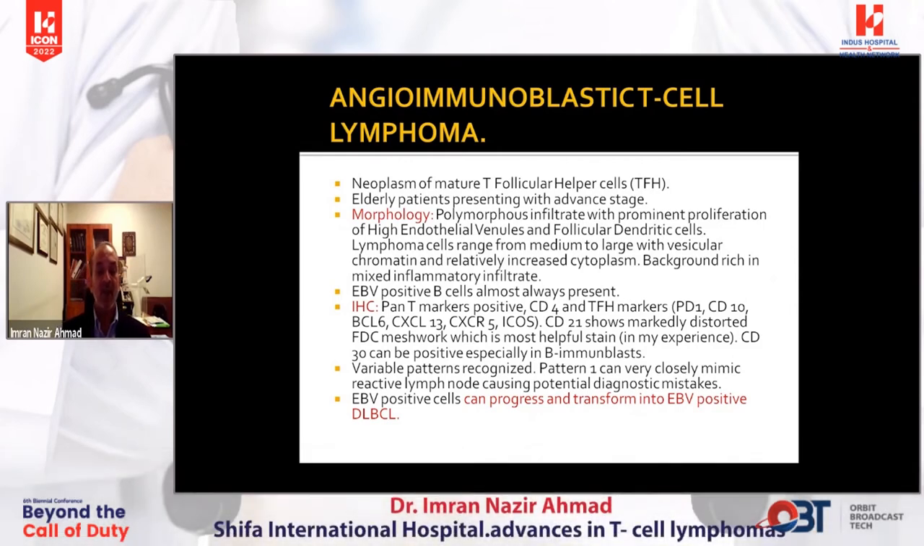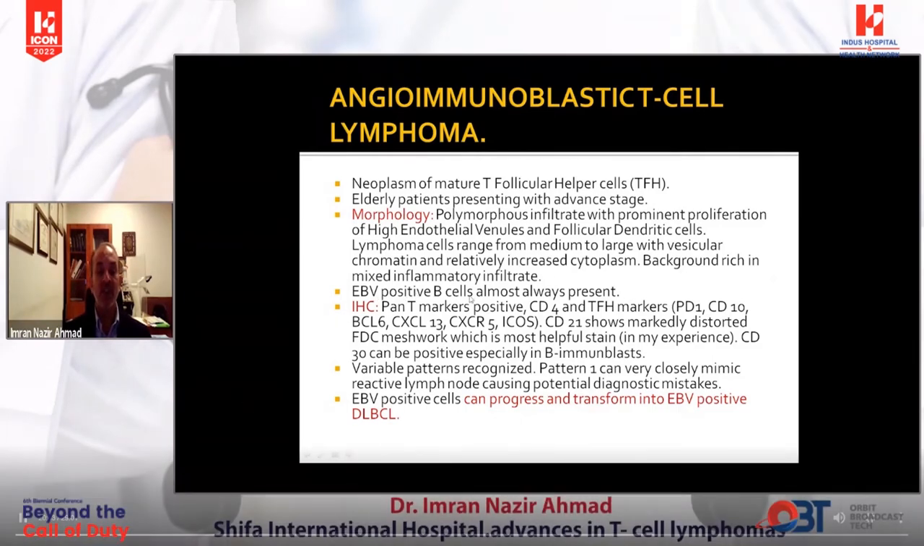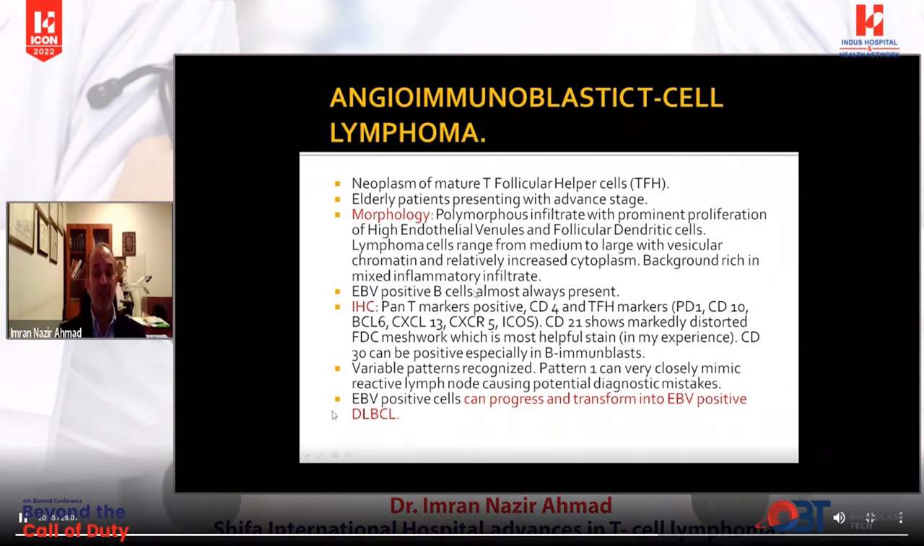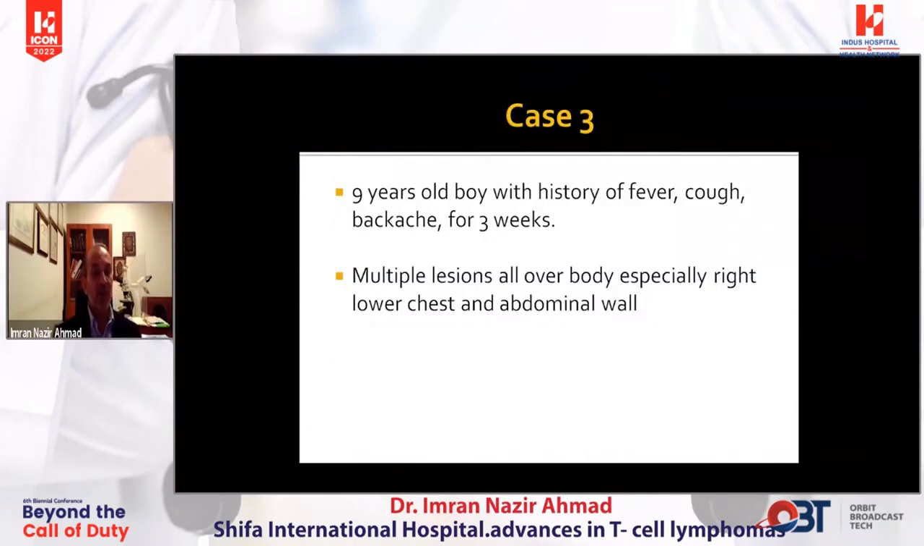And then one point to be remembered is that almost all of these lymphomas will have EBV positive B cells, which can simultaneously, as a composite phenomenon, progress to EBV positive large B cell lymphoma, or we can have EBV positive large B cell lymphoma at the relapse of angioimmunoblastic T-cell lymphomas. So these are really, really aggressive lymphomas.